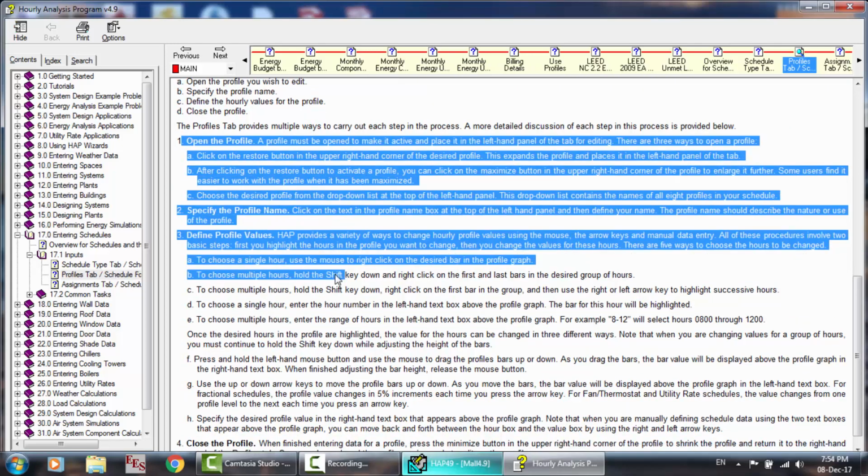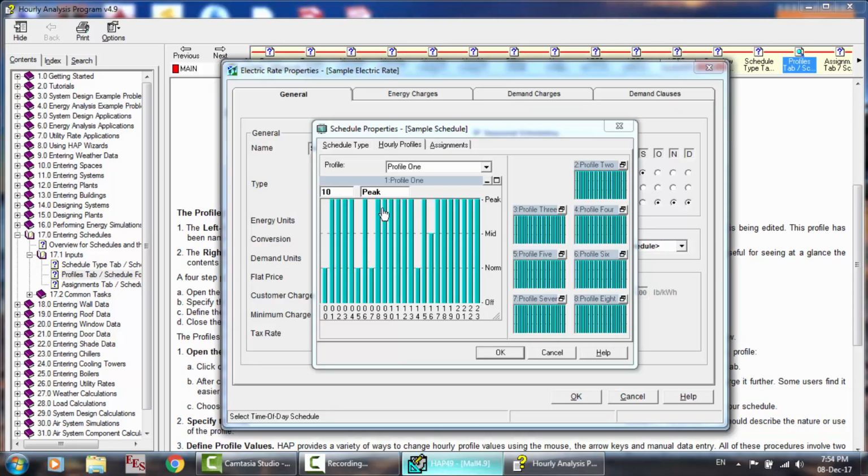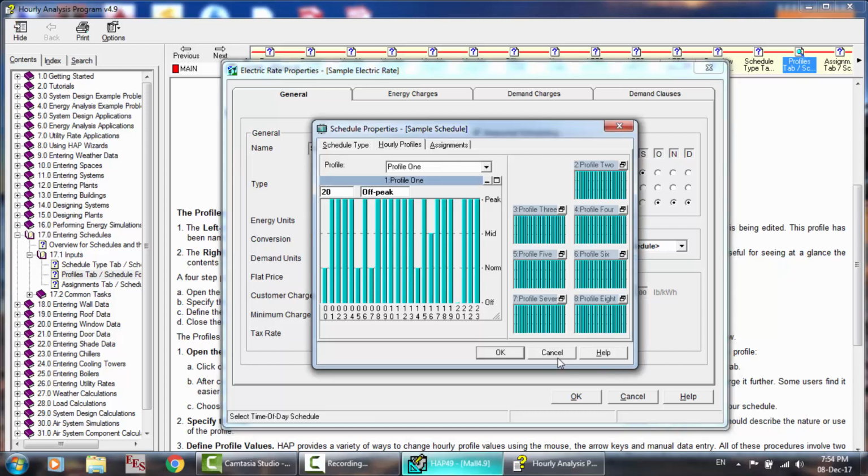Also, open the profile. The profile must be open to make it active, like what I have just done here. Please determine exactly which hours have peak consumption of electricity, which are mid, which normal, and which off. Then after finishing this, you can make profile 2 and change what you want.